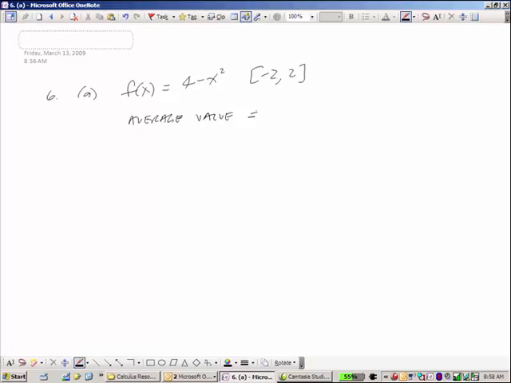Did you get something? Did anyone just do 0 to 2 and double it? You can, because 4 minus x squared is just a parabola opening downward with a y-intercept of 4. So you could find from 0 to 2 and double it, and that would be the definite integral. You still need to do the average value by dividing by 4. You don't have to. I was just asking if you did.